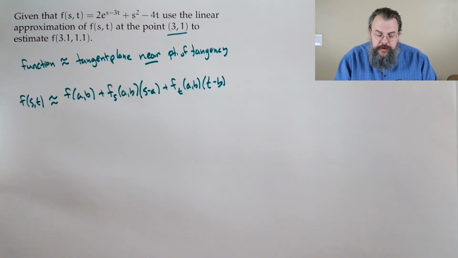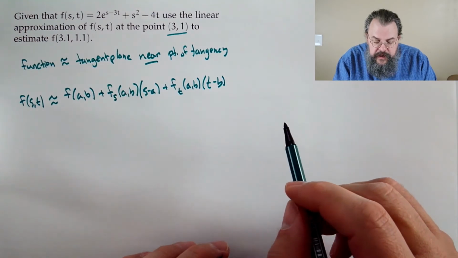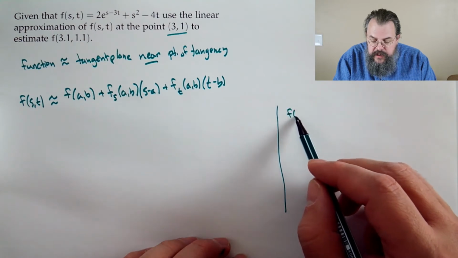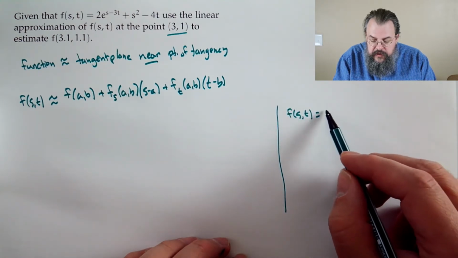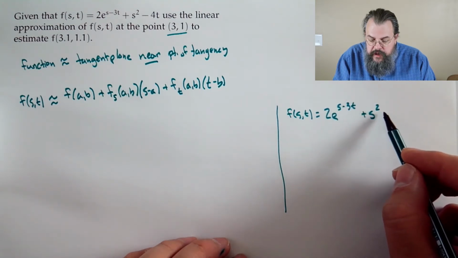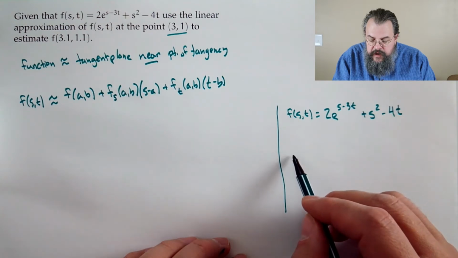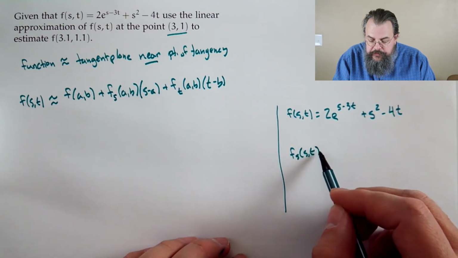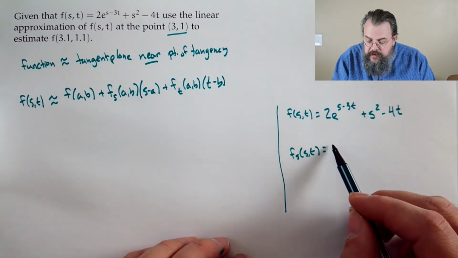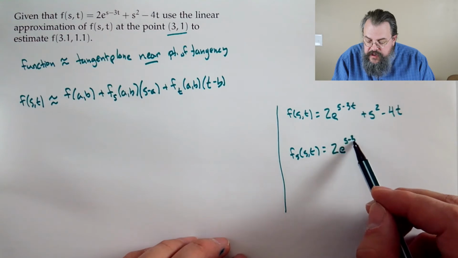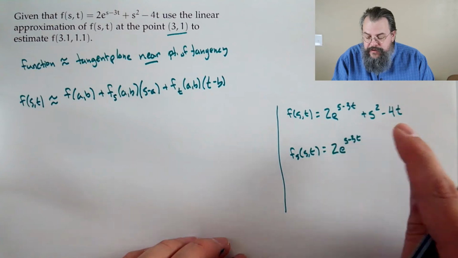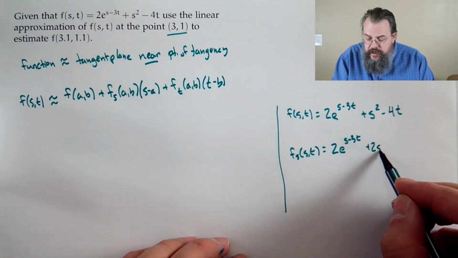All right, well, we need to fill in some slots here. Let's do some work here on the side. All right, so writing down our function again, f of st, that's 2 e to the s minus 3t plus s squared minus 4t. F sub s, well, take care with respect to s. There's an s up here, so that'll be 2 e to the s minus 3t times the derivative with respect to s of the inside, which is 1. That's good. Derivative of s squared is 2s.